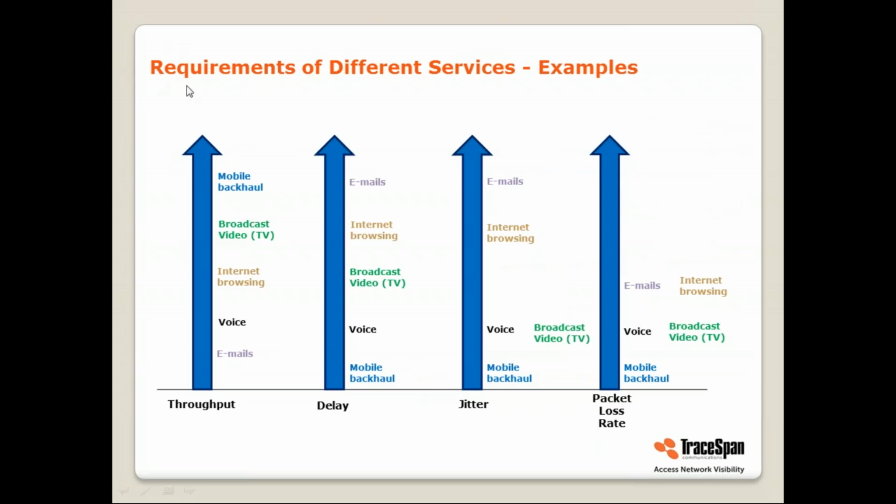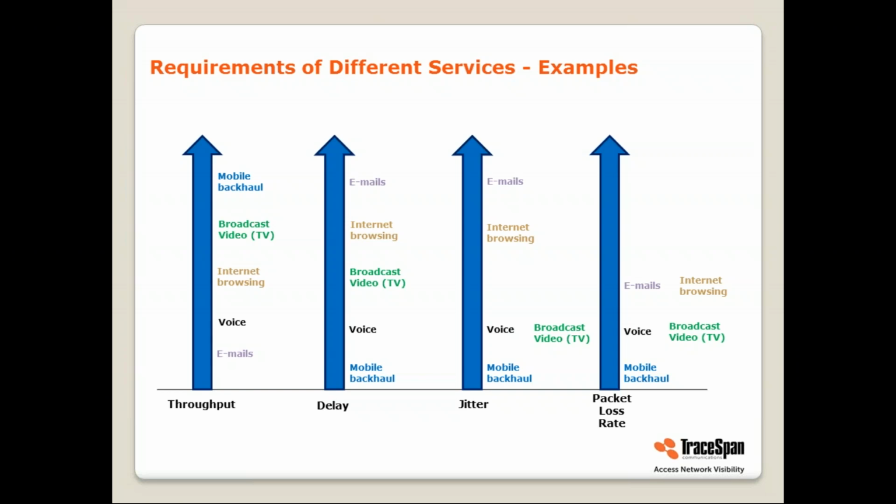Now, if we look at the requirements of these different services or different applications, we'll see that they have different requirements in several aspects. If we take several parameters, let's look at the throughput, the delay, the jitter, and the packet loss rate. Take mobile backhaul. You can see that this is the most demanding one because it requires high throughput, very sensitive to delay, jitter, and packet loss. This is why very often a separate PON is used for mobile backhaul. It is not mixed with other services.